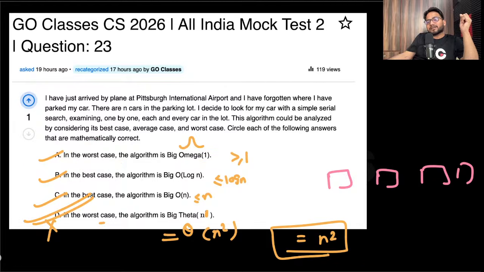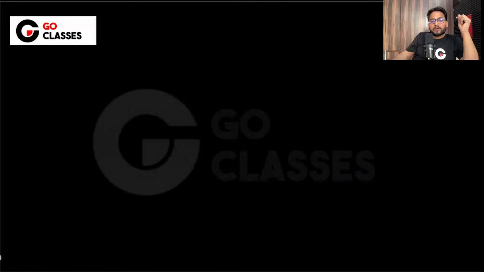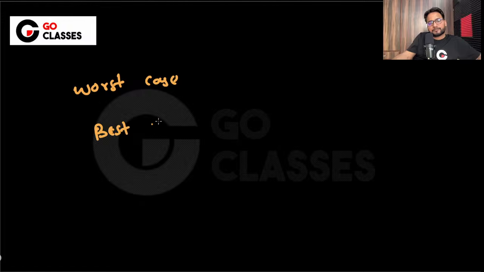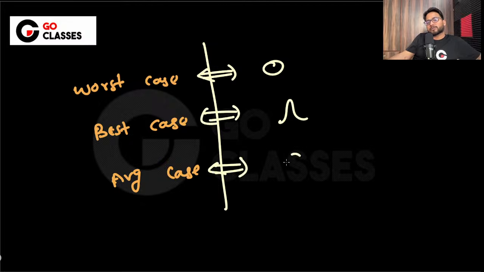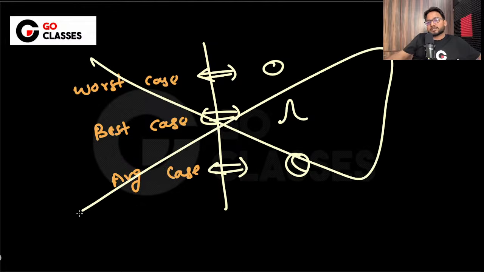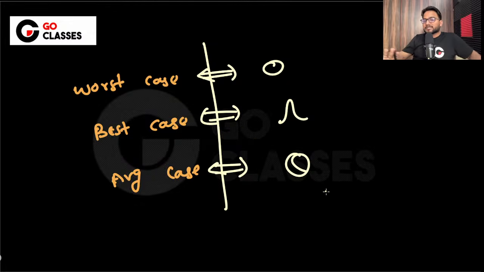They just think that these three cases, which means worst case, best case, average case, are related like this. I mean, for the worst case we always use big O, for the best case we always use big omega, for the average case we always use theta. Okay, this is completely wrong. This is a misconception.